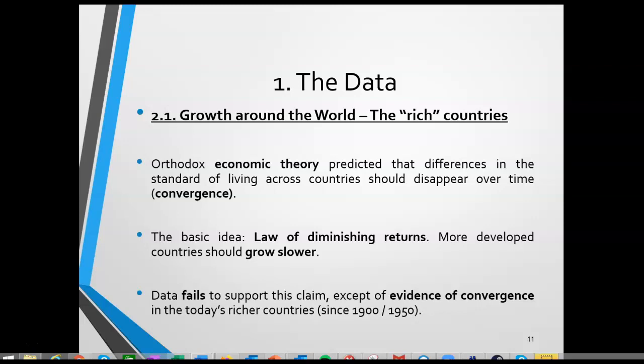macroeconomists started thinking about growth in earnest across the world really only after World War II. And at that time, what neoclassical economic theory, so the stuff you know from micro production functions and so forth, predicted was that differences in the standard of living across countries should disappear over time. This phenomenon is typically dubbed convergence. The theory behind convergence is the law of diminishing returns.